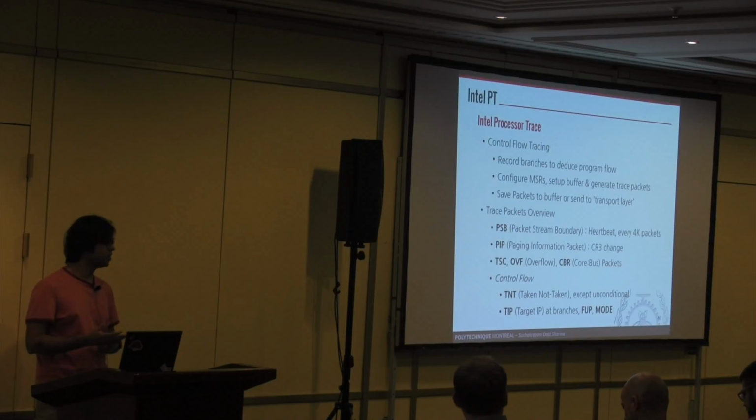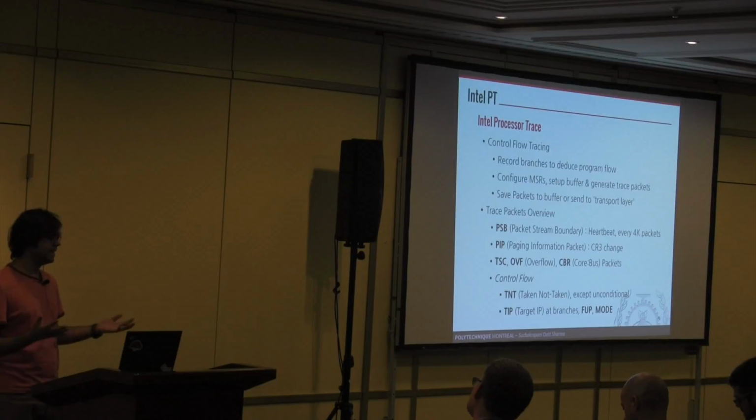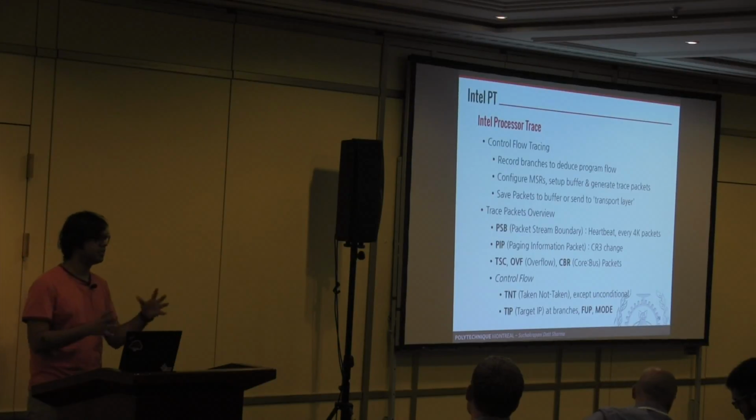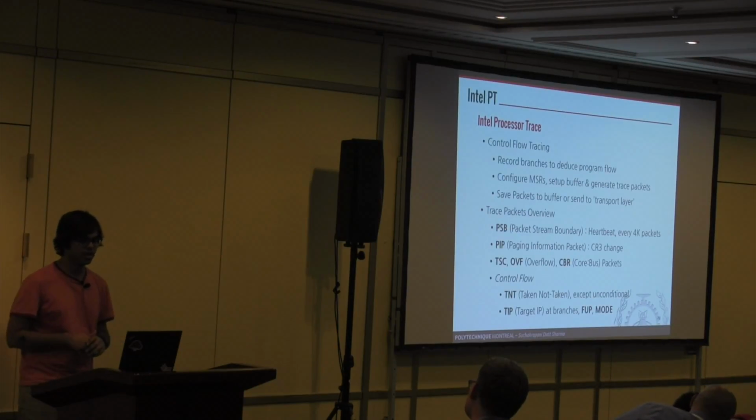There's paging information. Whenever there's a CR3 change, you just get this packet. There's TSC for timestamp, but that would be very expensive to keep on having. So they have some packets for timing called mini timestamp counter, or you can use cycle accurate mode with CYC packets and then infer timing from that.